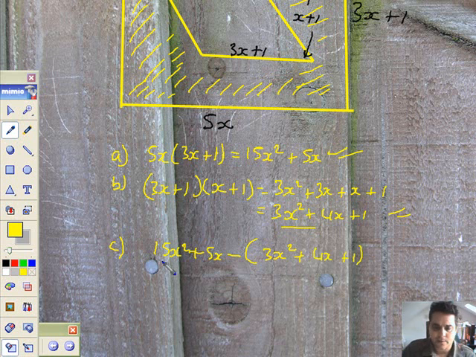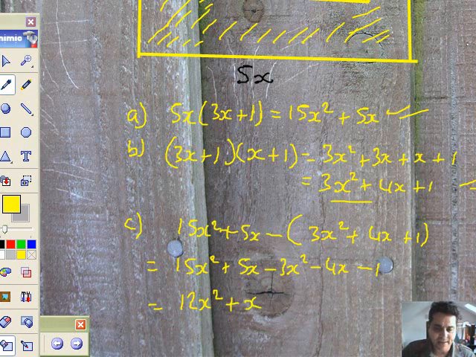Alright, so I've got 15x squared plus 5x minus 1 times 3x squared, minus 1 times 4x, minus 1 times 1, minus 1. Okay, now we tidy this up. 15x squared minus 3x squared is 12x squared. 5x take away 4x is positive 1x, and the minus 1's dangling by itself.